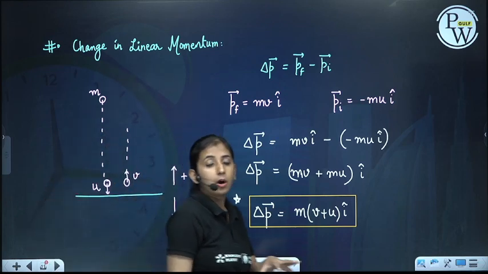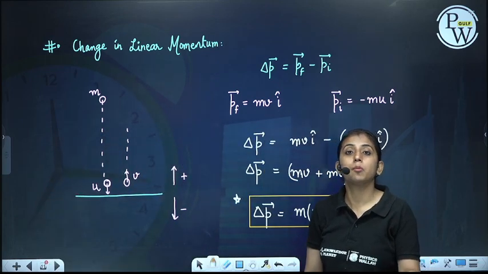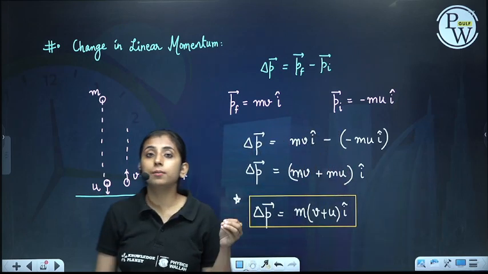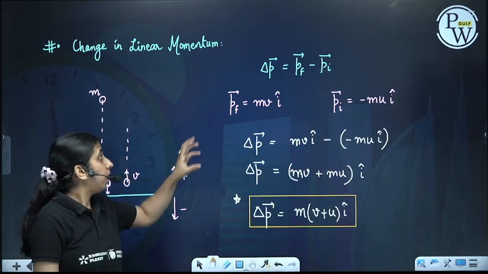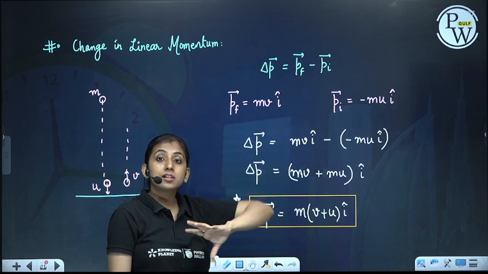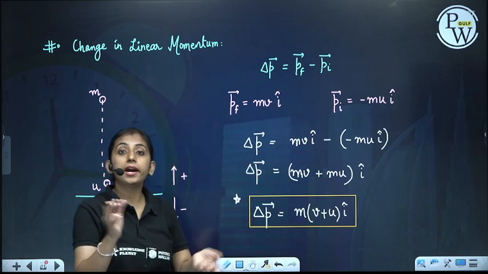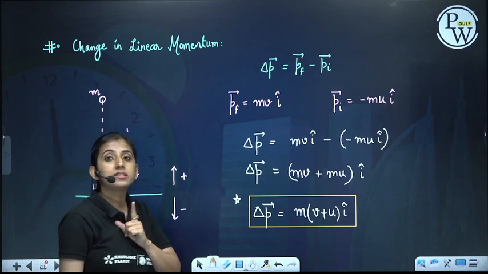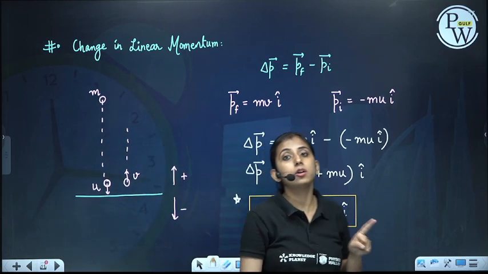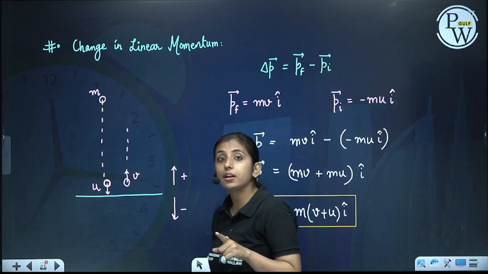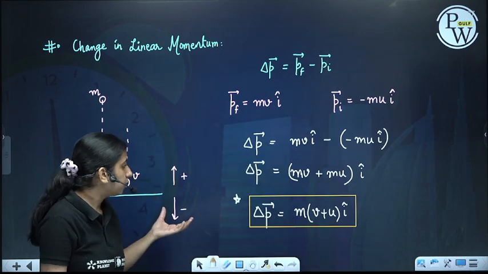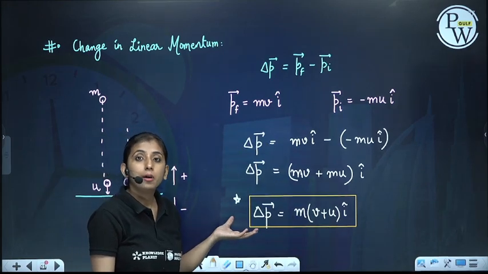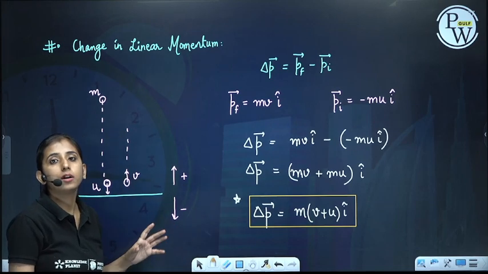So whenever you have to find a change in linear momentum, always consider momentum as a vector. When we are finding changes in vector, it is a vector minus another vector. So write it in vector form because momentum is a vector. It cannot be added or subtracted by scalar algebra. So always write momentum in vector form and then add or subtract.